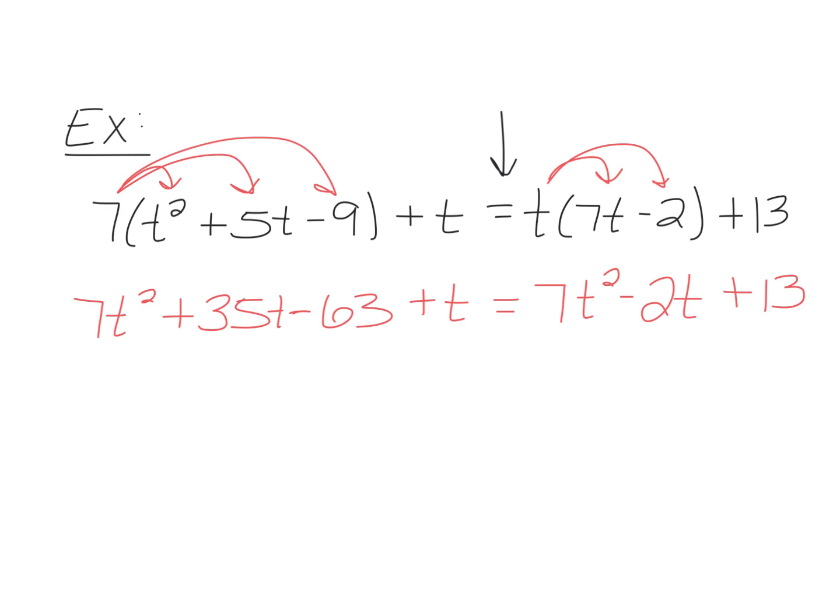Any ideas for what you think we should do from here? Before we start moving things around, always see if you can simplify on each side first. Can we simplify on the left? Do we have any like terms on the left? Right. 35t plus t. What does that give us? So we have 36t minus 63. Do we have anything on the right we can simplify? Nope. So I'm just going to rewrite that there.